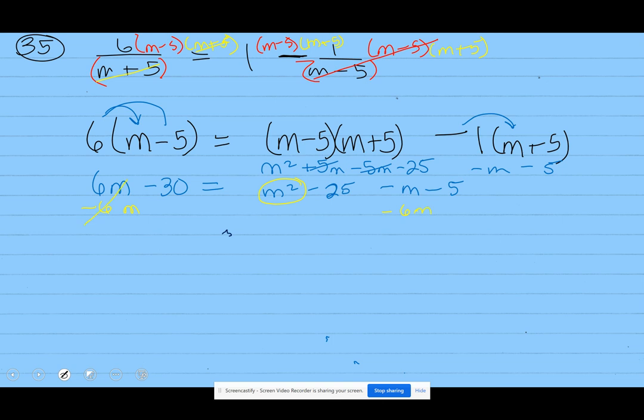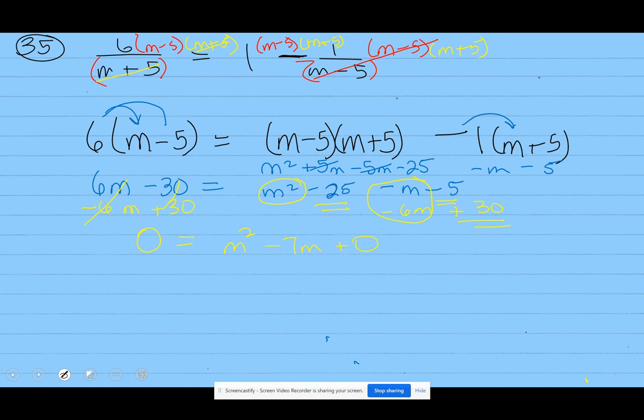Now I'm making it equal to 0 on the side that doesn't have the m squared. I want to keep the m squared positive. So I have 0 over here. And now let's see what I have. I have m squared, m to the second. And then I've got minus 7 m's. And then I've got a minus 25, a minus 5, and a plus 30. That's going to be 0.